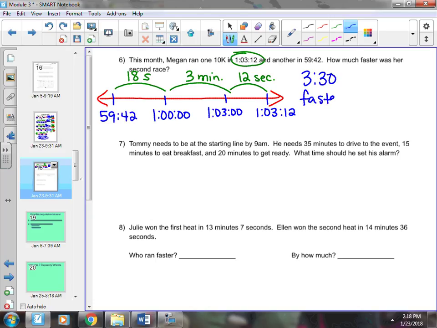And I want to show this problem with a subtraction problem as well. And again, you don't have to do both, but it's nice to look at both. And if you're starting to understand even a little bit how to do these subtraction problems, that's a great thing. So I'm going to start with my higher number and subtract my lower number.